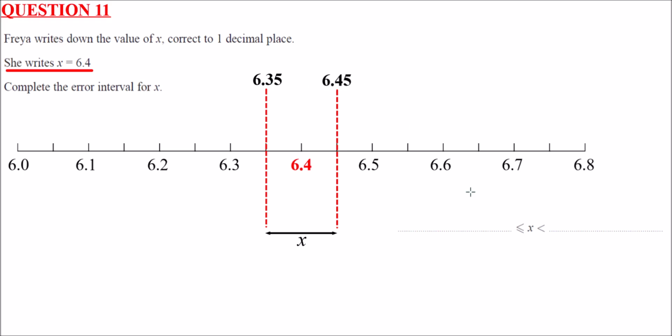These two values then fill in our error interval, 1 mark for each. So x needs to be at least 6.35, but x must be less than 6.45. 1 mark here, 1 mark there, 2 marks in total.